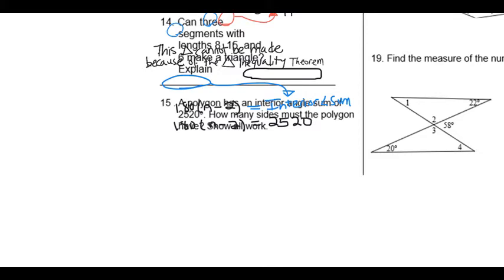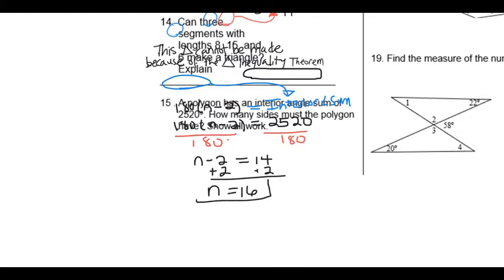To solve that, I'm going to divide both sides by 180. So I end up with n minus 2 equals 14. Now all I have to do is add 2. And I know that my polygon is going to have 16 sides. So the answer is 16 sides.